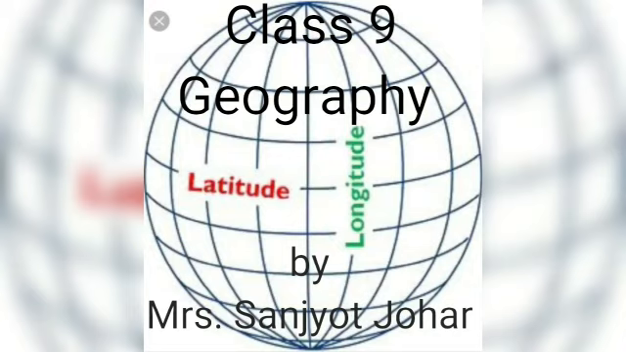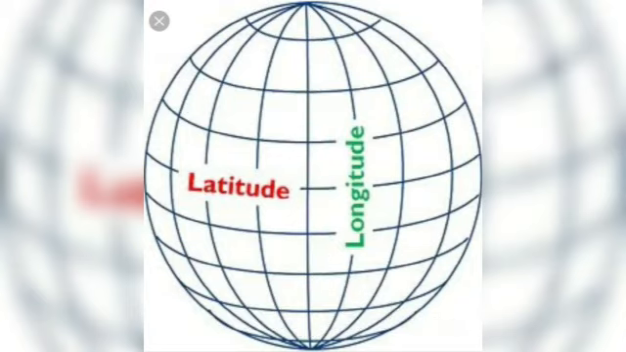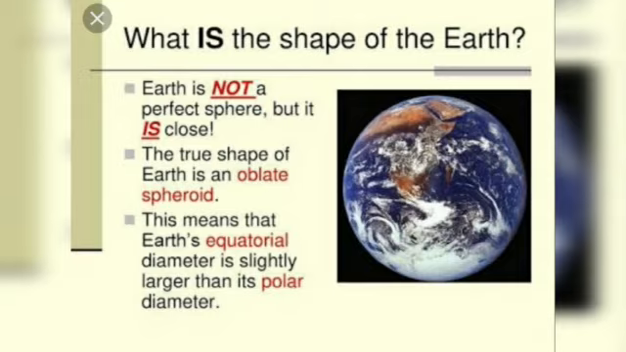Today we are going to begin with chapter number 2, latitudes and longitudes. So latitudes are the lines that run from east to west and they divide the earth into two hemispheres, that is the northern and the southern hemisphere. While the longitudes divide the earth into the eastern and the western hemisphere from the prime meridian.